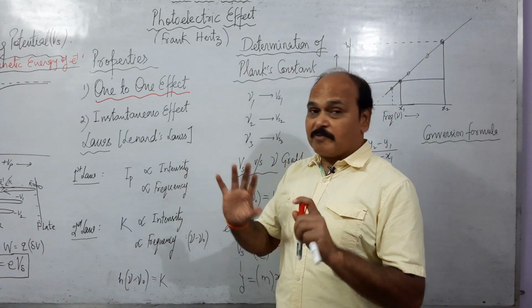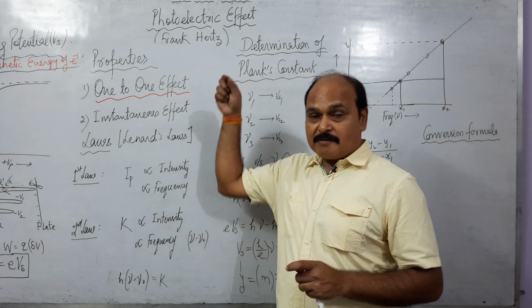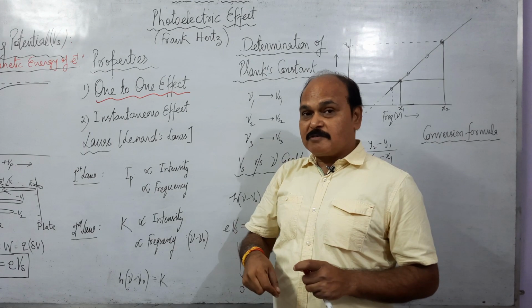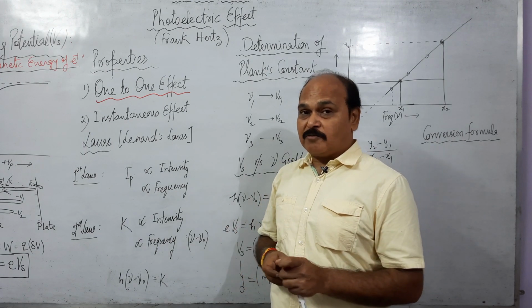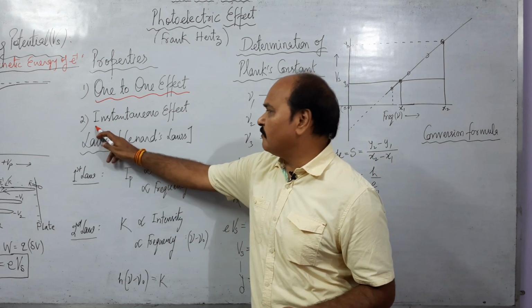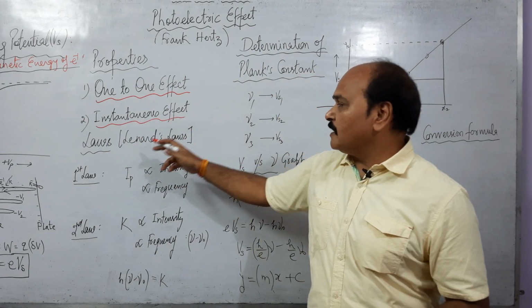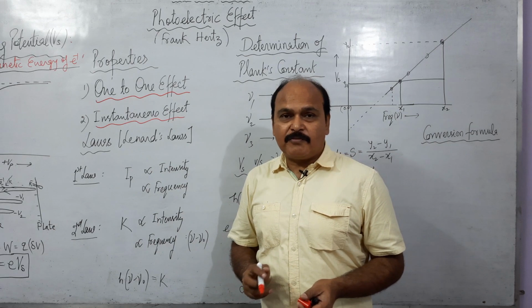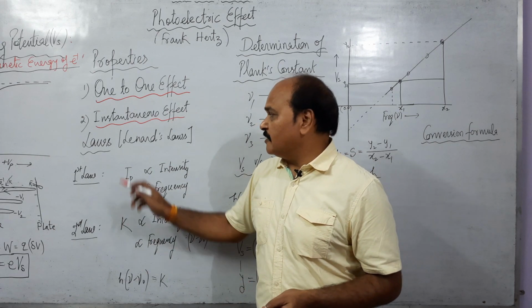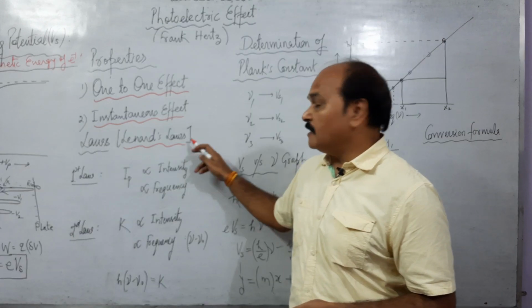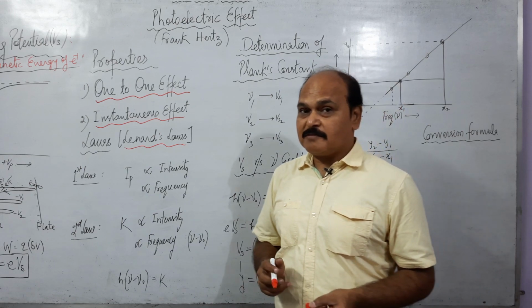So there is no gap between the time when the light falls and when the electrons are emitted out. So the effect is instantaneous, very obvious from the name itself. Well, there are two laws of photoelectric effect, very important. These laws were given by Lenard. Lenard is the name of the scientist who gave these laws.